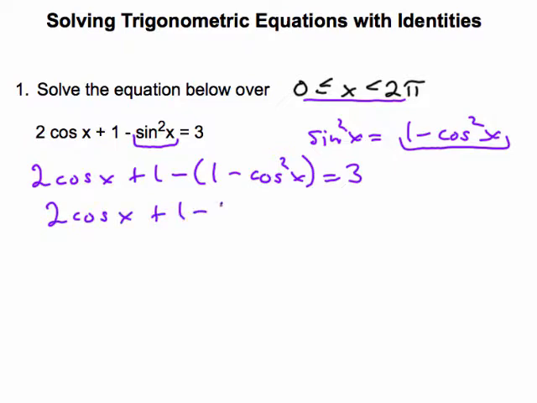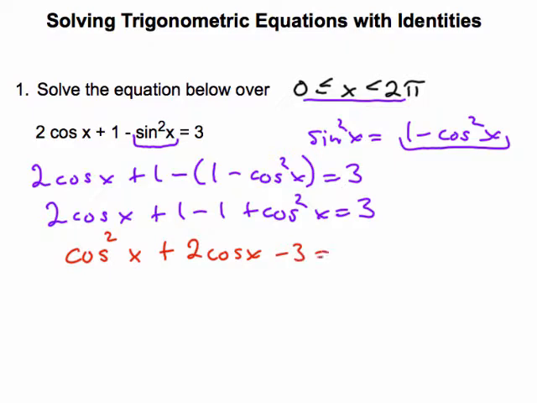Do some simplification. And my 1's cancel out. And it's looking like it's going to be quadratic-like. So let's set it to 0. Cosine squared x plus 2 cosine x minus 3 is equal to 0. And that one factors, I believe.